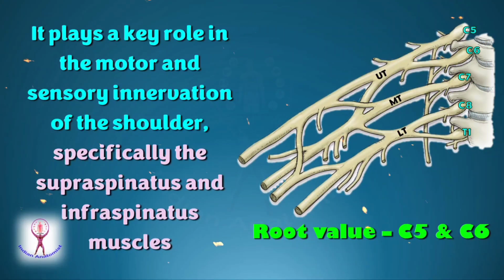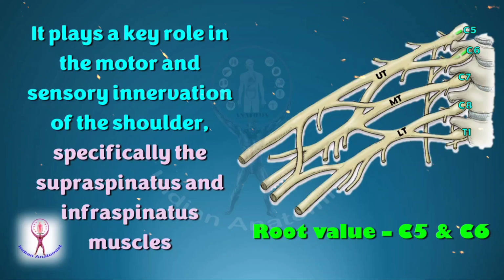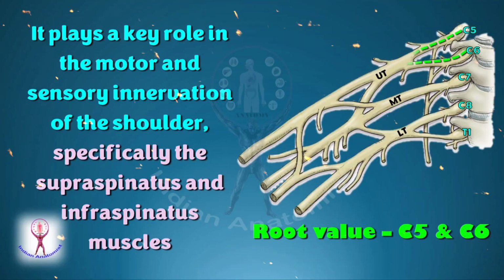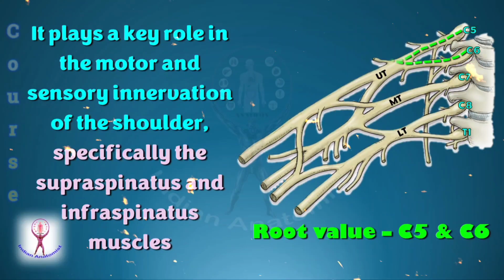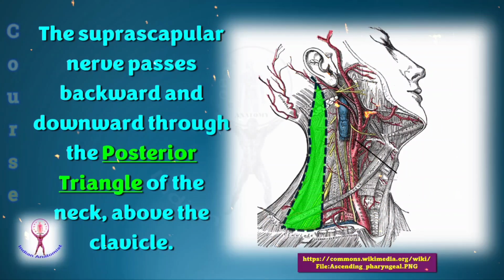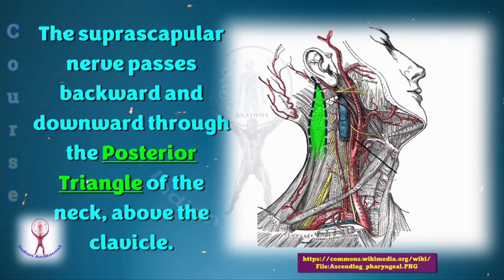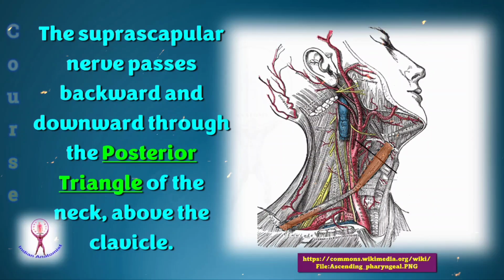The suprascapular nerve plays a key role in the motor and sensory innervation of the shoulder region, specifically the supraspinatus and infraspinatus muscles. Coming to the course of the suprascapular nerve. After emerging from the upper trunk of brachial plexus, the suprascapular nerve passes backward and downward through the posterior triangle of the neck, but above the clavicle. The green color area in the illustration represents the posterior triangle. The brown-colored structure is omohyoid muscle.